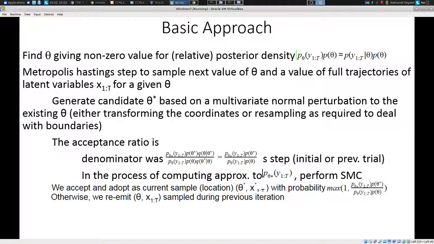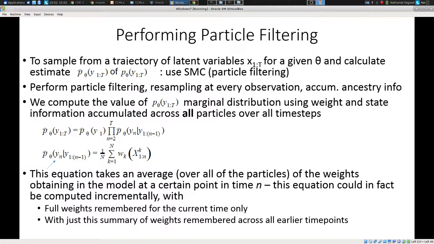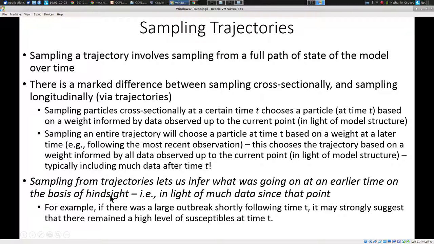But what we actually get out of the particle filter, ladies and gentlemen, is not just a cross-sectional depiction of what was the case at a certain time, given the data to that point. We're going to sample a trajectory from this. What this means is we're going to take the weight. Remember in particle filtering, we had weights associated with the particles. A particle depicts a hypothesis about what's going on in the entire system, and associated with that is a weight, because we're using what's called sequential importance sampling.